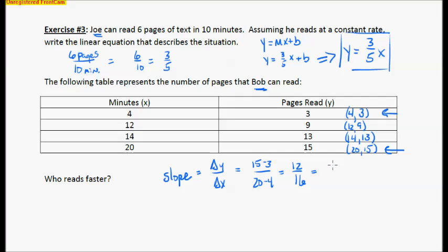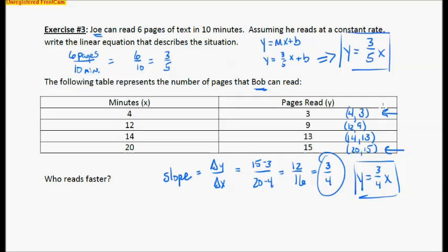And if I reduce that, again, I'm going to try to stay away from some rounding. So I'm going to reduce that. 12 over 16, they're both going to divide by 4, and I'm going to get 3 over 4. All right, so that is his rate. Now, if I were to make this into a linear equation, it would just simply look like this, just like the one up top, but a different slope. Now, which one of those is faster?